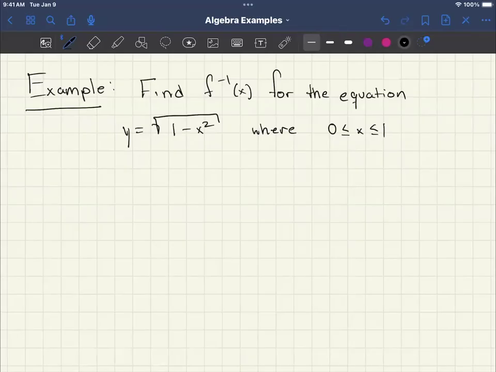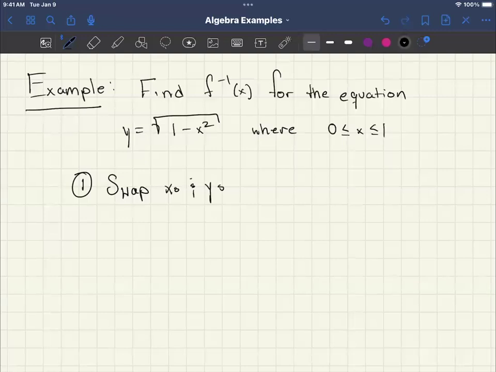I'm Dr. Finch. Today we're going to look at the inverse function for the equation y is equal to the square root of 1 minus x squared, where x lives between 0 and 1 inclusive. Let's get started. Remember, when we have an inverse function, the first thing we are going to do is swap our x's and our y's.